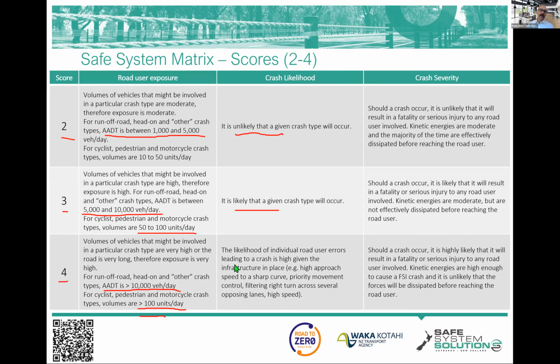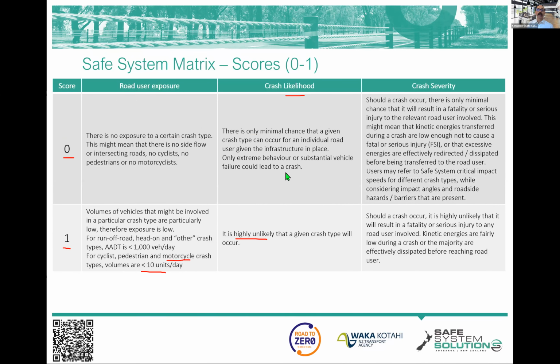A 4, though, the likelihood of individual road user errors leading to a crash is high given the infrastructure in place, e.g., high approach speeds to a sharp curve, priority movement control, filtering right turn across several opposing lanes, high speeds. So you're seeing some fairly inherent deficiencies in the intersection or length that are going to increase the likelihood of crashes. So you're going to make a judgment call on where you think it sits within this likelihood scale.